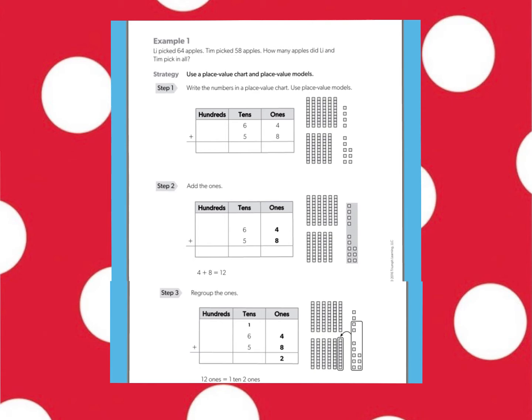Let's practice together. Lai picked 64 apples. Tim picked 58 apples. How many apples did Lai and Tim pick in all? So we're going to use this place value chart, and we're going to practice using the place value models with 10 sticks and ones to represent. So we have 6 tens and 4 ones to represent Lai's. And then we have 5 tens and 8 ones to represent 58 that Tim picked.